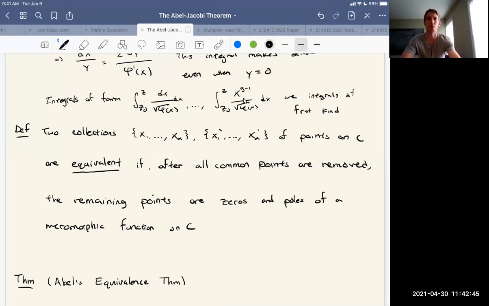Can I also ask, I'm kind of turning my algebraic geometry brain on here, but are you trying one collection to be the zeros and the other to be the poles?